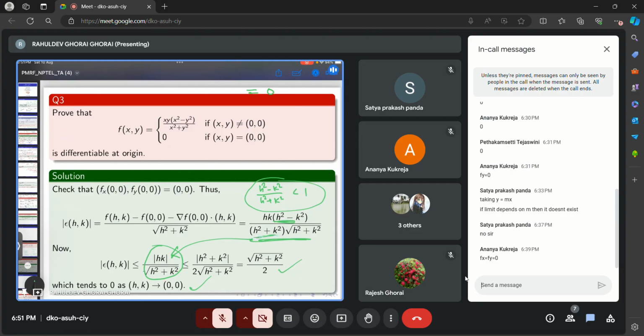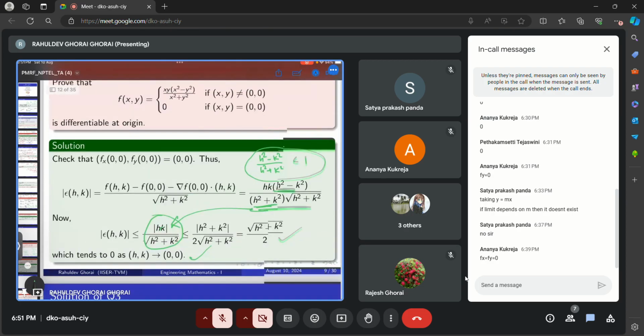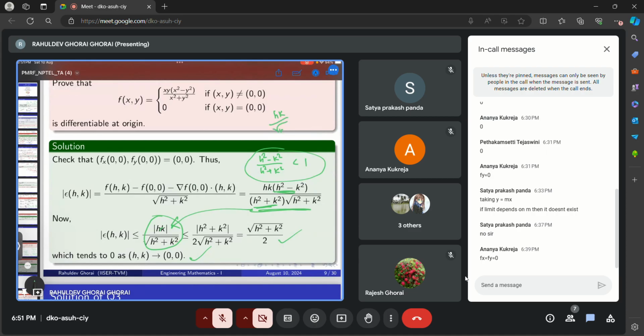So (h² − k²)/(h² + k²) is less than or equal to 1. Also we can show that |hk| over the square root of h² + k², that will be modulus of h times modulus of k over the square root of h² + k², and both |h| and |k| are less than or equal to the square root of h² + k². Then you will see this type of thing, half also you can get, or you can get the square root of h² + k², and that tends to 0 as (h, k) tends to (0, 0). So in general you can show that the limit is 0. The ratio of this quantity is 0, hence that implies it is differentiable.